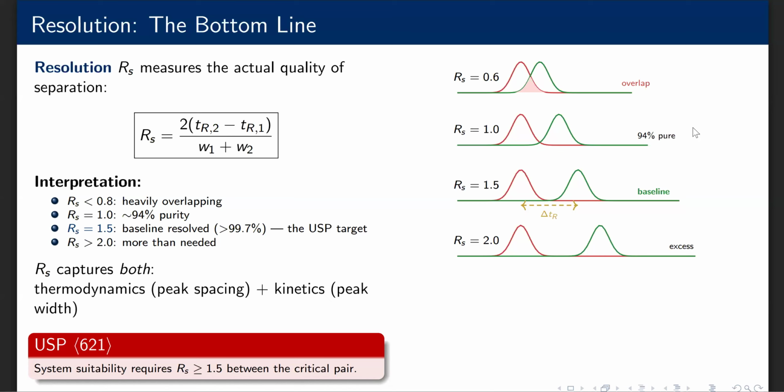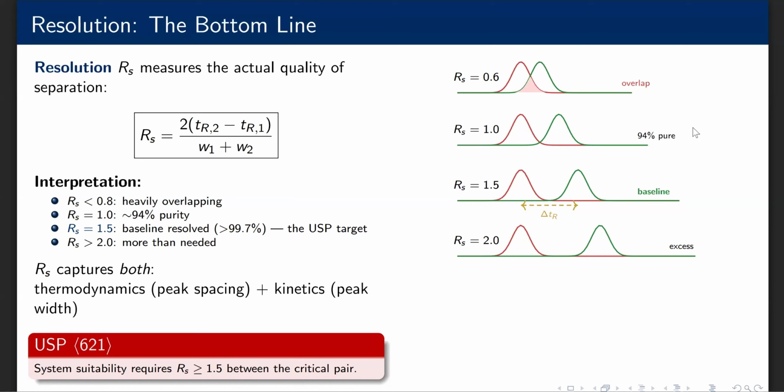At RS of 0.6, the peaks overlap heavily. I have shaded the overlap region to emphasize this. You cannot accurately quantify either analyte. At RS of 1.0, you can see two distinct maxima, but there's still about 6% overlap between the peaks. At RS of 1.5, there's now a clear baseline between the peaks. This is the regulatory standard from USP chapter 621.